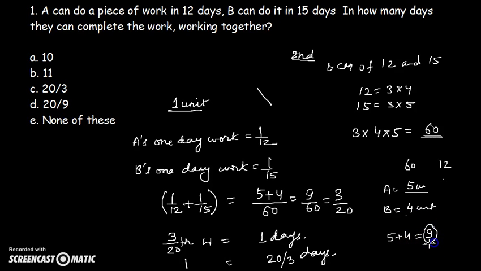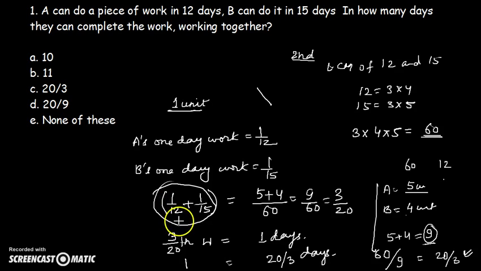If they are finishing 9 units of work, to complete 60 units of work, they will take 60 upon 9, which is 20 by 3 days, which is very much straightforward and does not involve any reciprocals and calculation, and this can be calculated mentally.